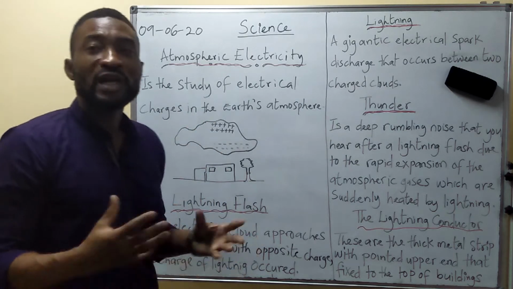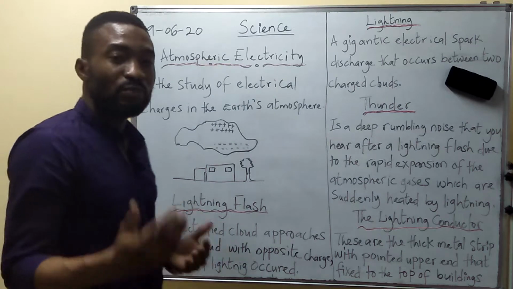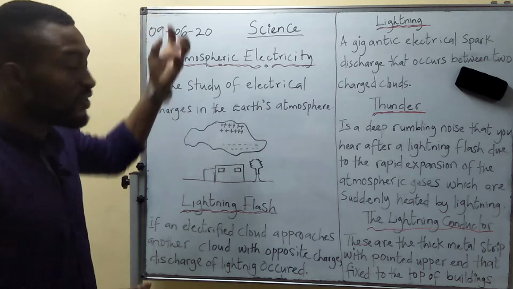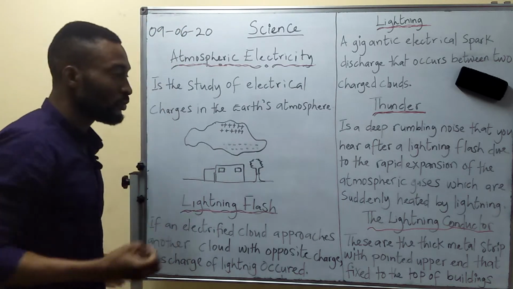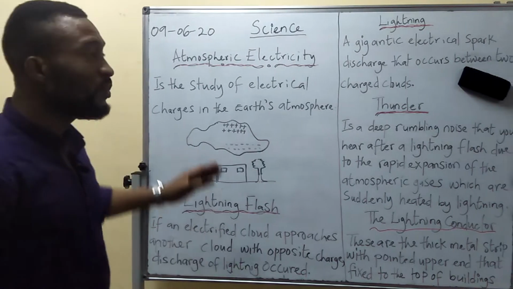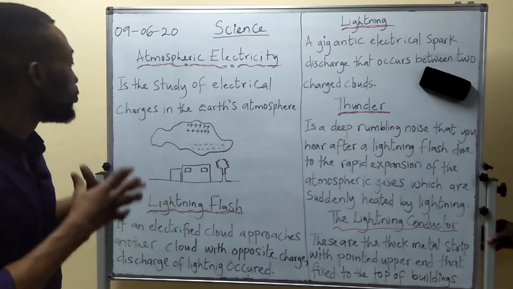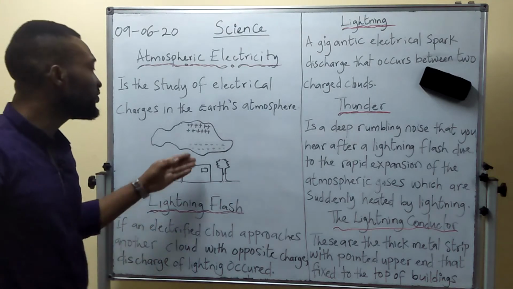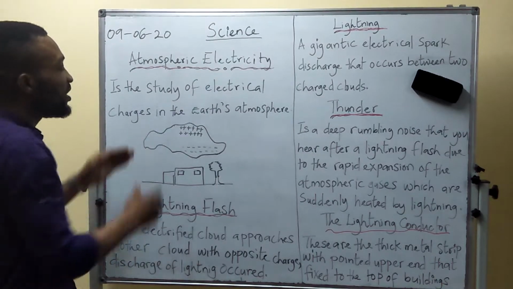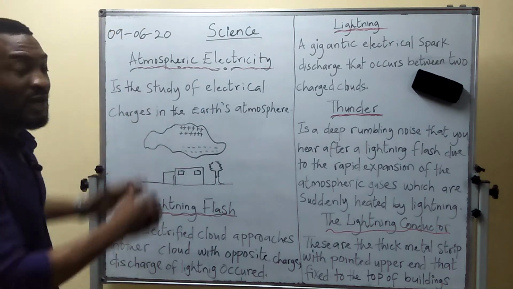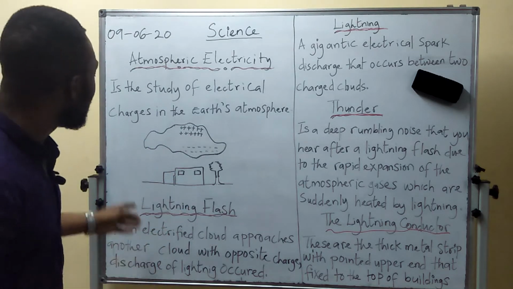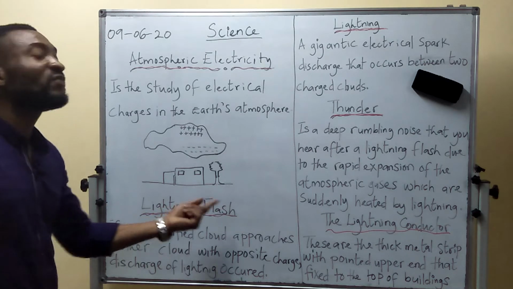So due to the low temperature, this makes the droplets of water coming from the cloud make the cloud move towards one another. Due to this process, the positive at the upper part of the cloud and the negative at the lower part of the cloud will move and get in contact with one another. From there, we have lightning flash.